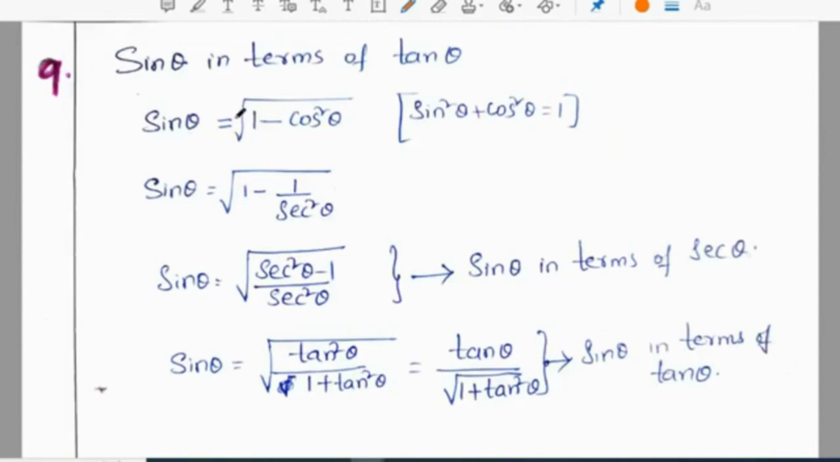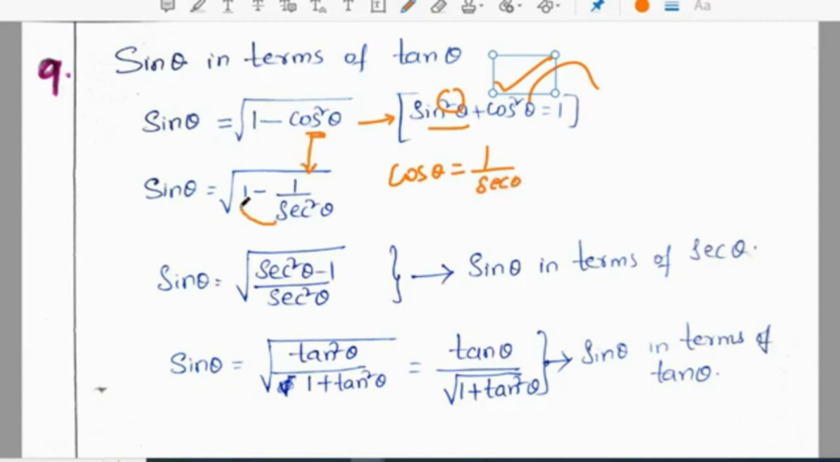Express sin theta in terms of tan theta and secant theta. So the sin theta formula is root over 1 minus cos square theta. It is based on the identity sin square theta plus cos square theta is 1. So sin theta is equal to root over 1 minus 1 by secant square theta. We know the reciprocal of cos is secant. So cos theta is equal to 1 by secant theta. Cos square theta will become 1 by secant square theta. So it is root over secant square theta minus 1 whole divided by secant square theta. Sin theta we expressed in terms of secant theta.